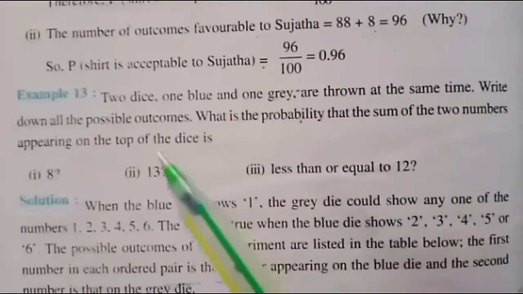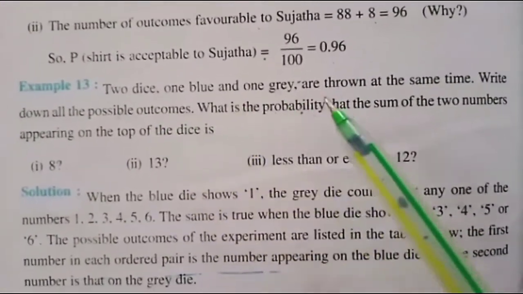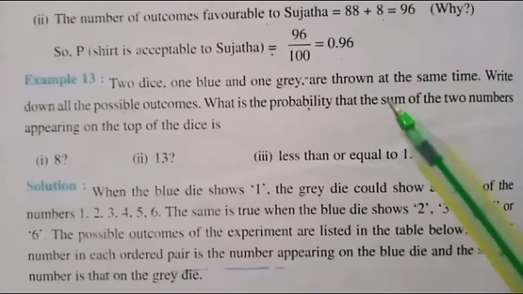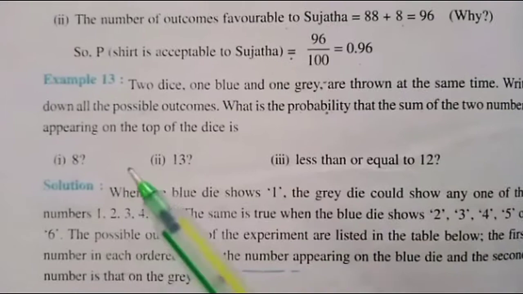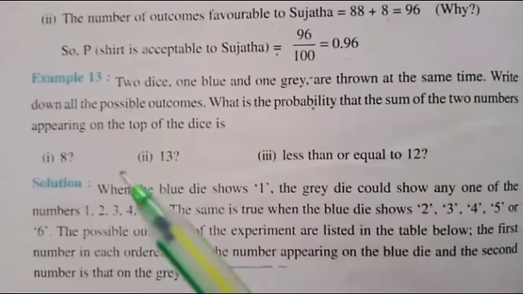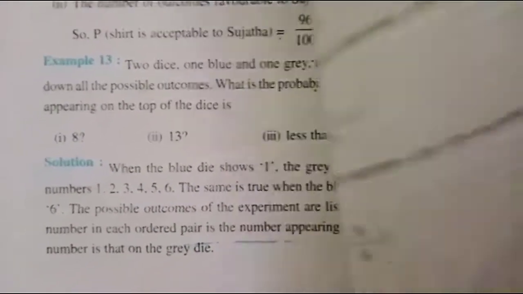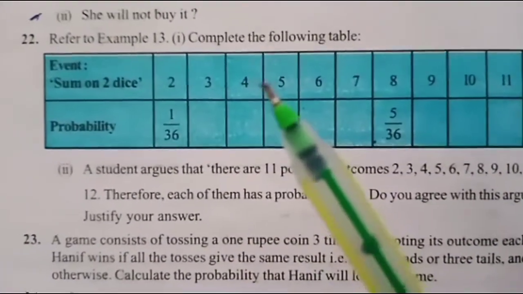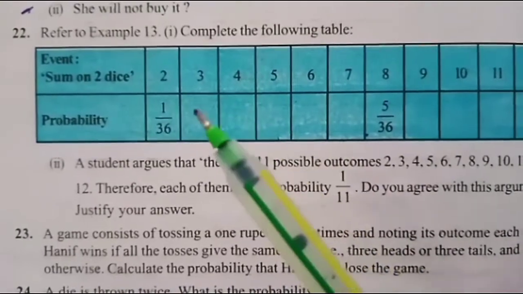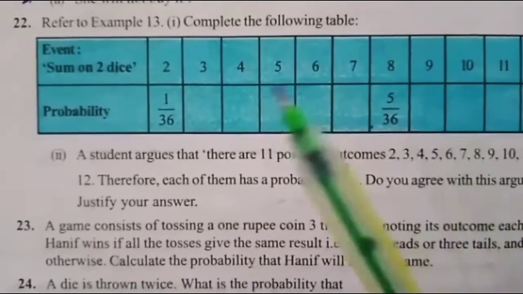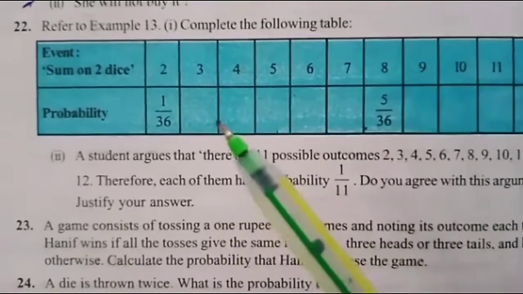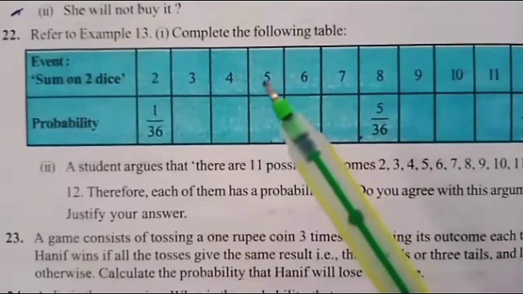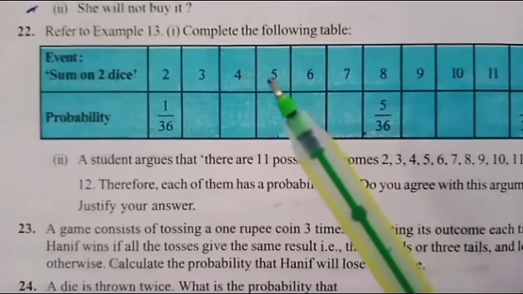you can see two dice, one blue and one grey, are thrown at the same time. Write down all the possible outcomes. What is the probability that the sum of two numbers appearing on the top of the dice is 8, 13. So almost this question is also related to two dice. Note that when you throw one die two times or when you throw two dice at the same time, the number of outcomes will be the same. So this question is related to a die and regarding two dice.